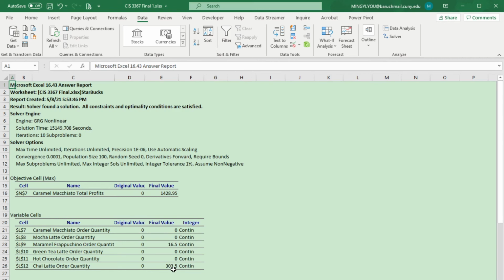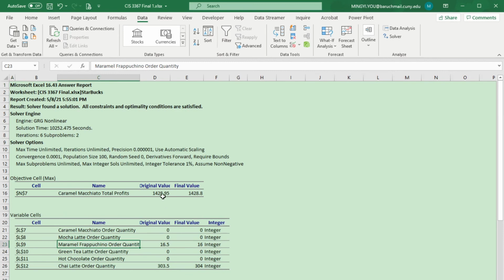So it comes to answer report 2, in which I have a 0.15 decrease in the total profit and 0.5 decrease in caramel frappuccino and chai latte. The final value should be $1,428.80.